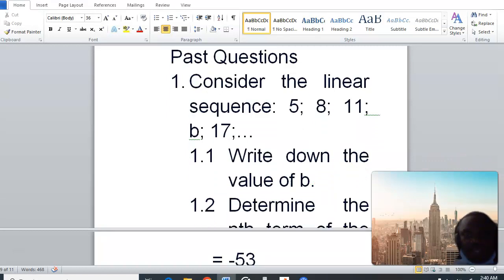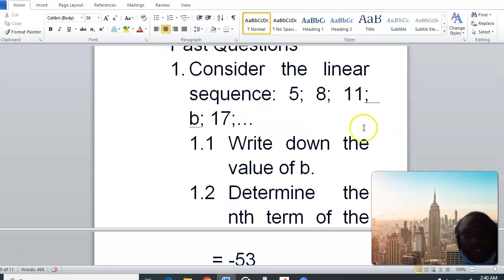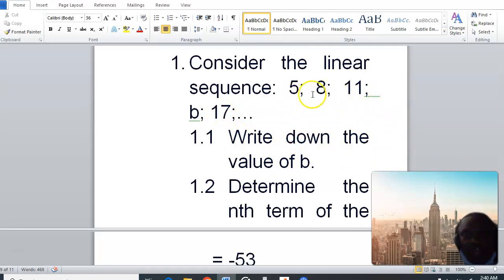Consider the linear sequence. The sequence is 5, 8, 11, b, 17. Write down the value of b.